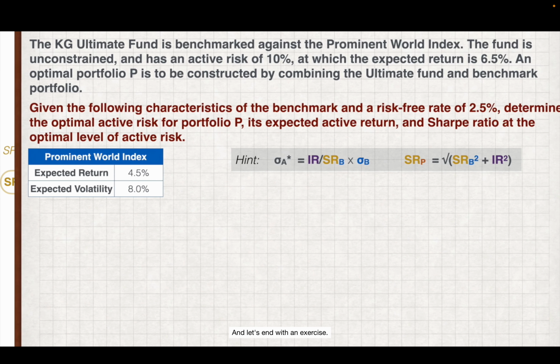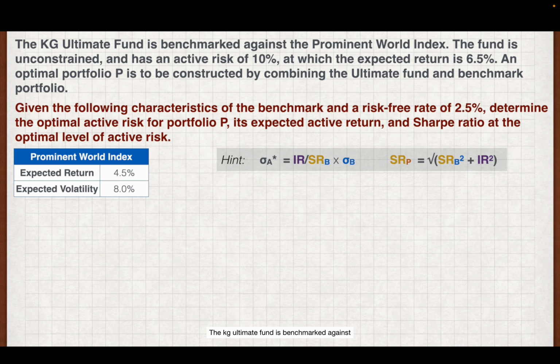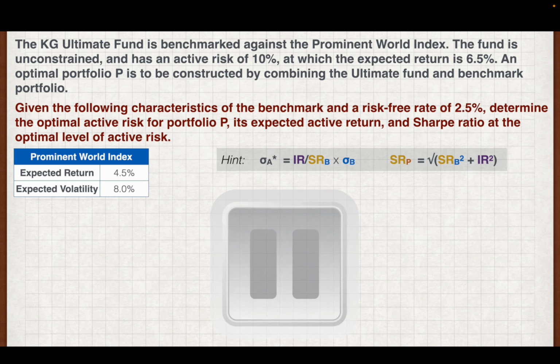And let's end with an exercise. The KG Ultimate Fund is benchmarked against the prominent world index. The fund is unconstrained and has an active risk of 10%, at which the expected return is 6.5%. An optimal portfolio P is to be constructed by combining the Ultimate Fund and benchmark portfolio. Given the following characteristics of the benchmark and a risk-free rate of 2.5%, determine the optimal active risk for portfolio P, its expected active return, and Sharpe ratio at the optimal level of active risk. Pause the video now and work out your answer.